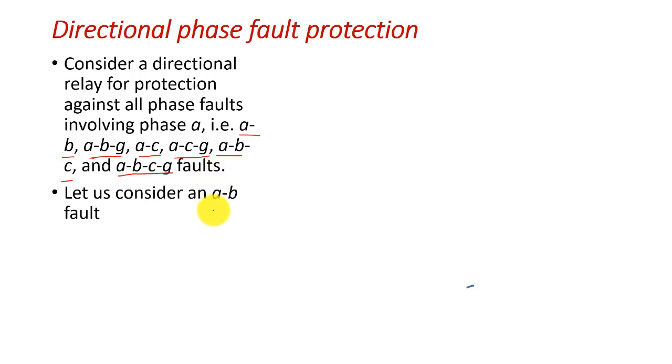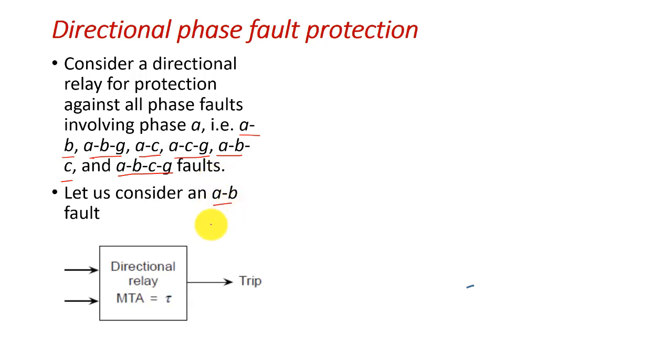Now let us consider a fault which is between phase A and B. Okay, and we have a directional relay here. Now the question is what parameter we should feed to the, here let us say this is the signal to the pressure coil and this is the signal to the current coil. Now the question is what measurement signal will feed to the pressure coil and what will feed the current coil.